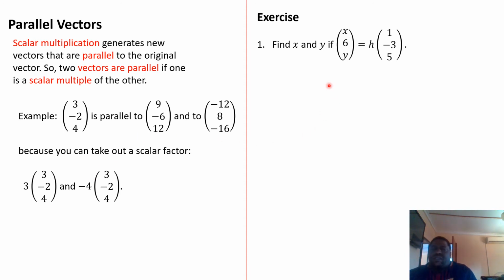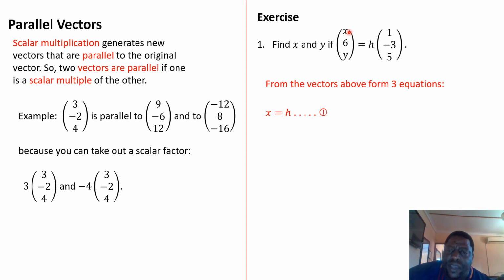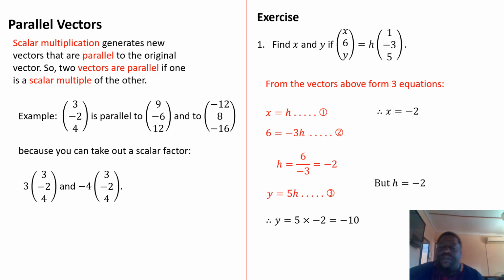So let's look at an exercise. In this particular exercise, you're supposed to find the value of x and y. You've got unknowns here, but you have to look at the side that is completed. From the vectors, you have to form three equations. First, you see x is equal to h times 1. 6 is equal to -3h. This one is interesting because we can actually calculate the value of h. So h is equal to -2, and h is equal to x, therefore x is equal to -2. That takes care of that. Now this other one will be 5h equals y, but we know what h is. So we substitute that value of h there to get our value of y, which is equal to -10. Quite an interesting problem, and you'll be able to solve it.